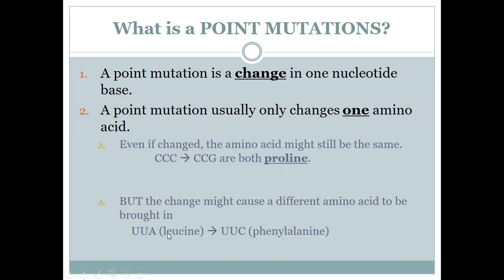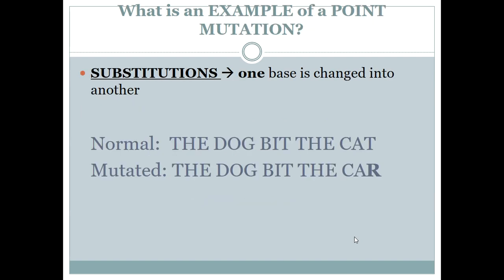But in this example, we have UUA, that was the original sequence that coded for leucine. When that A was mutated into a C, it then coded for phenylalanine. So here we can see with a point mutation, sometimes it has no effect at all, while other times it can actually code for a different amino acid. Sometimes just one change in an amino acid can have a devastating effect on that protein, while most of the times the protein will still go on as normal if it's only one change in one amino acid.